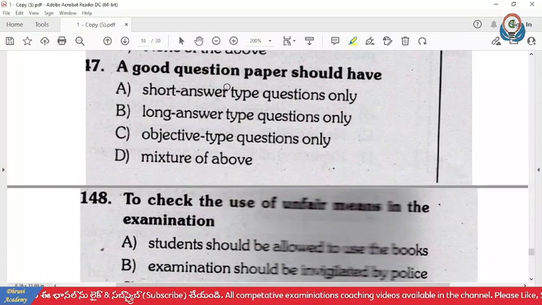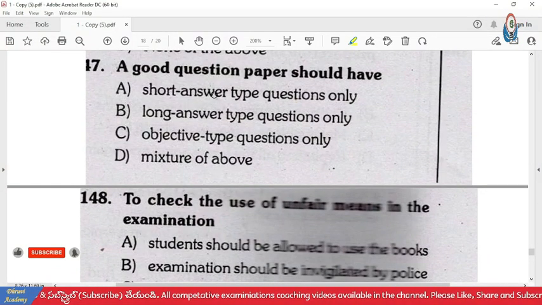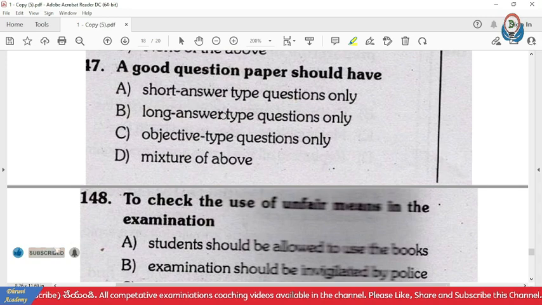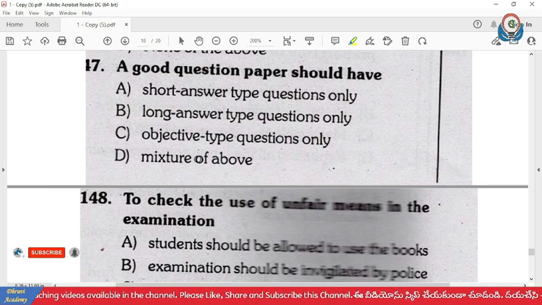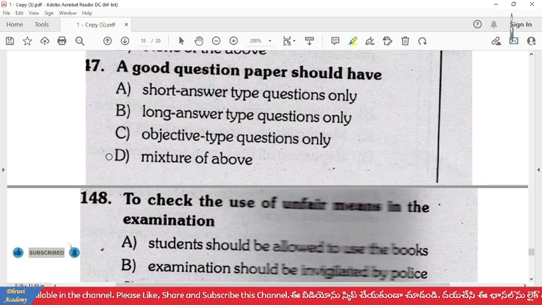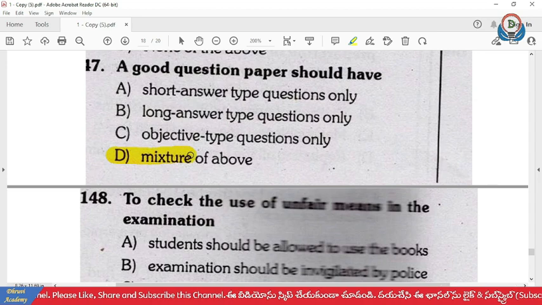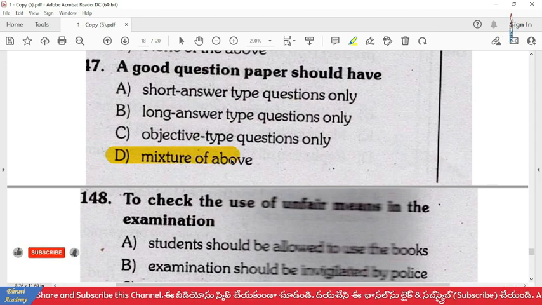A good question paper should have A. short answer type questions only, B. long answer type questions only, or C. objective type questions only, or D. a mixture of the above. A good question paper should have all this. The answer is D, a mixture of all the above.